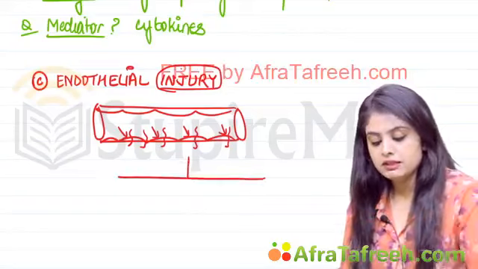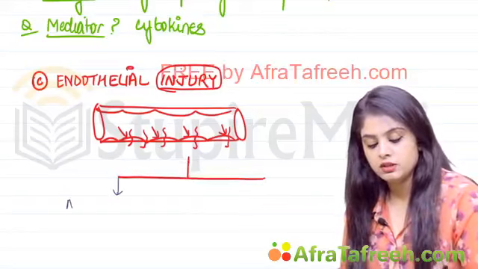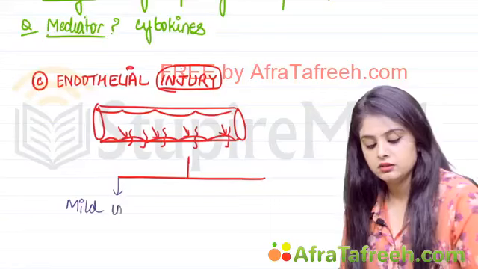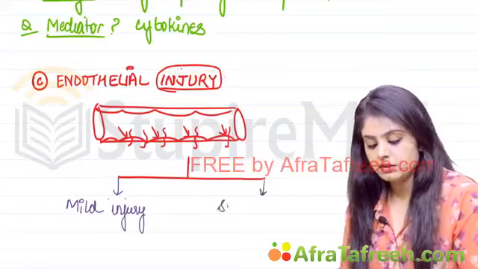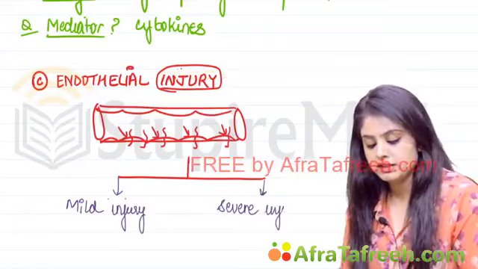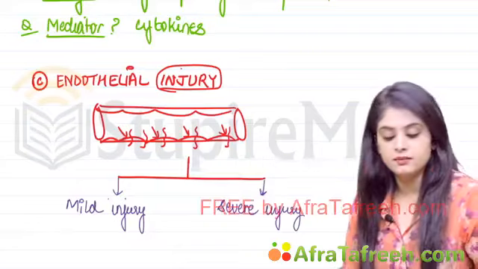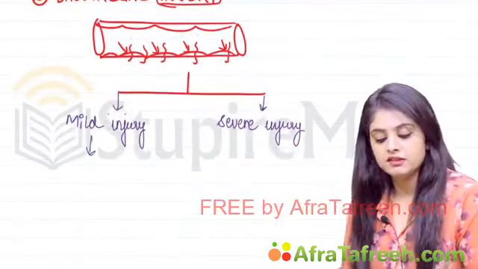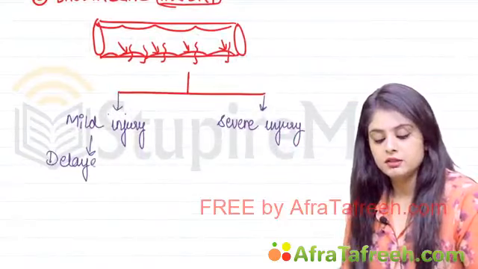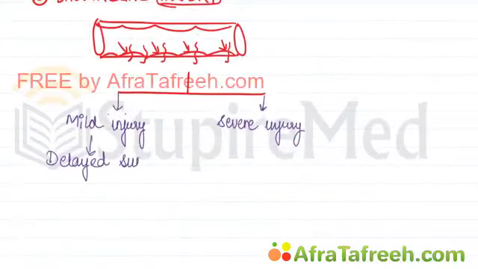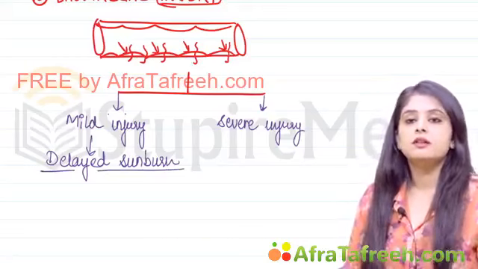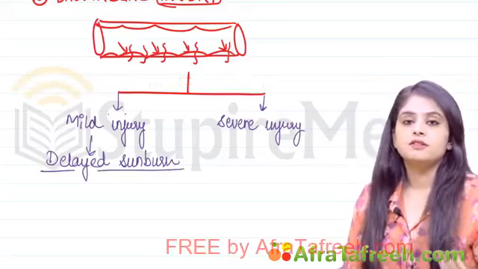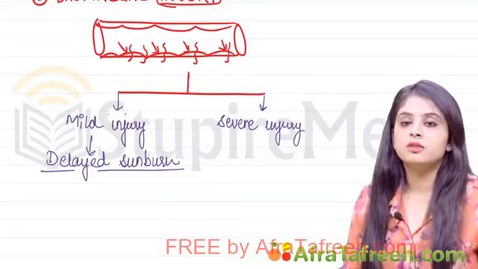So remember, the examiner can either talk about a mild injury, or the examiner will talk about a severe injury. And how will you know that? By certain examples you will be able to easily differentiate. For example, the examiner says that the person suffered from a delayed sunburn. What do we mean by this? Now, sunburn is a mild injury. All of us have experienced it or have seen others who have been through this.